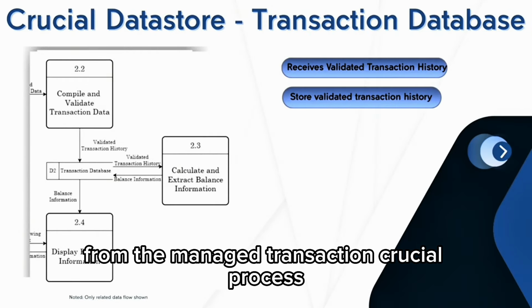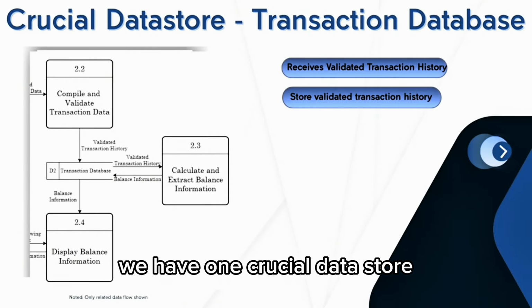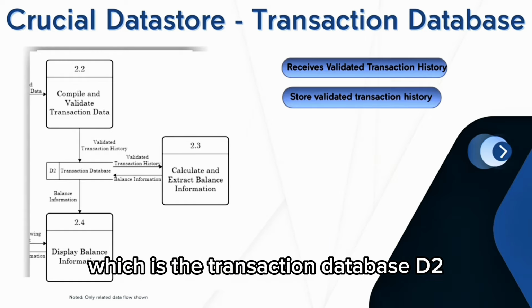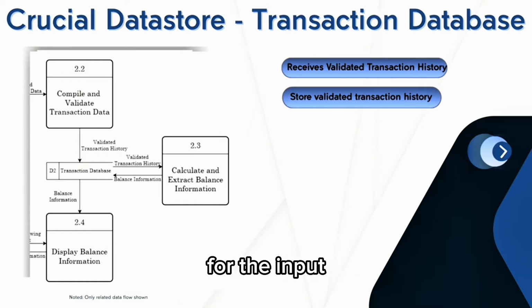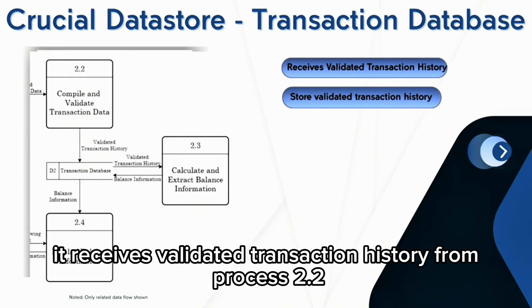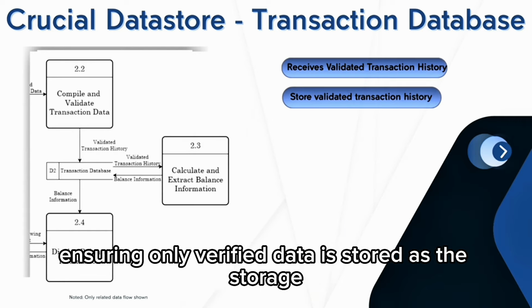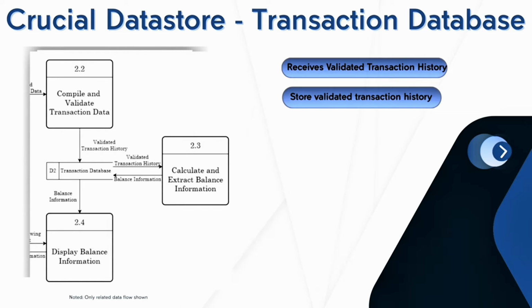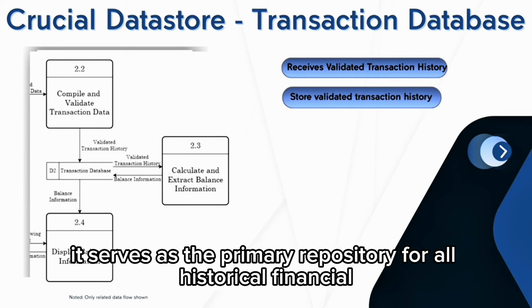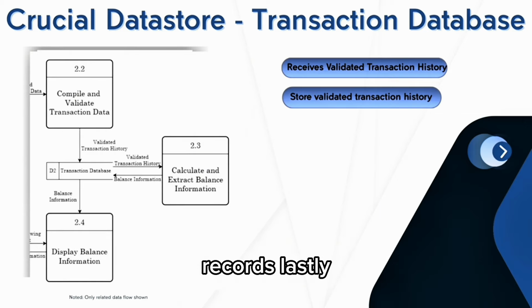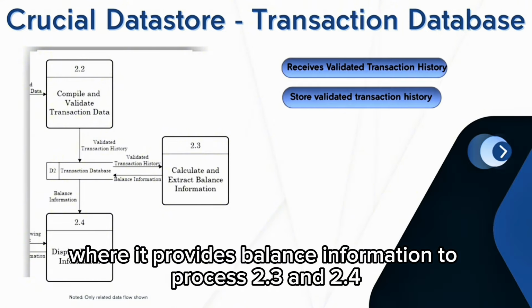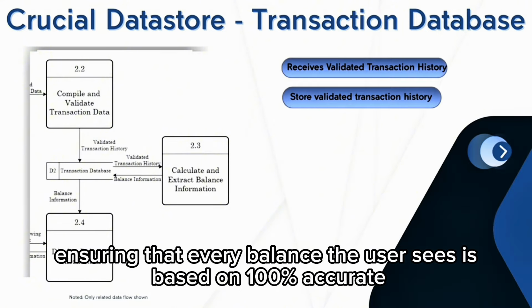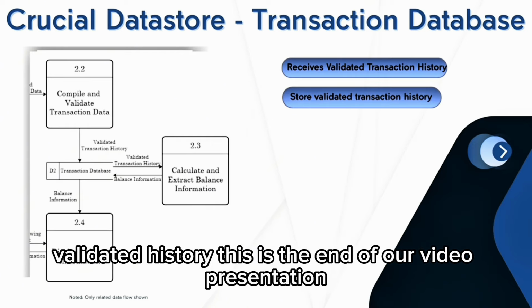From the manage transaction process, we have one crucial data store, which is the transaction database D2. For the input, it receives validated transaction history from process 2.2, ensuring only verified data is stored. As a storage, it serves as the primary repository for all historical financial records. Lastly, the output, where it provides balance information to process 2.3 and 2.4, ensuring that every balance the user sees is based on 100% accurate, validated history.